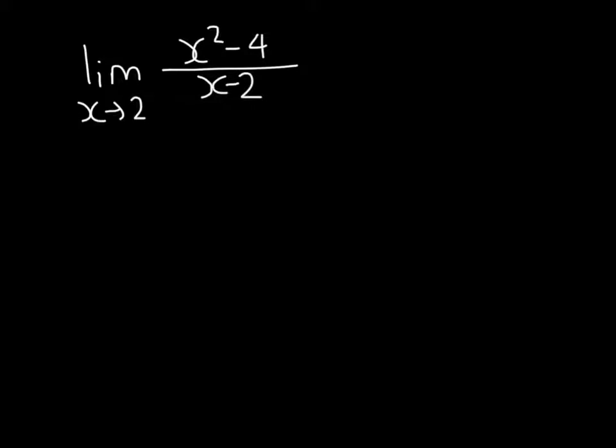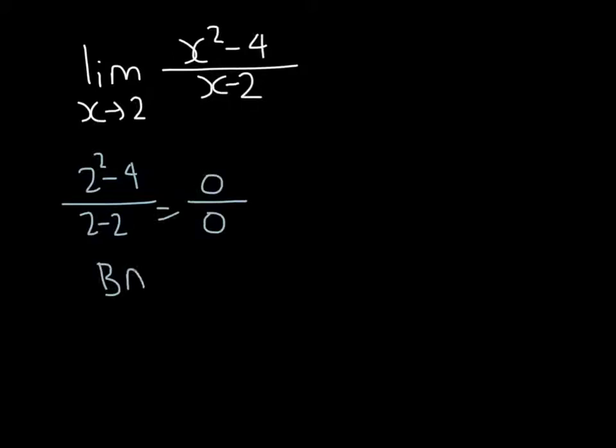Our next is x approaches 2, (x squared minus 4) over (x minus 2). In this case, if we try to plug it in, we end up with 2 squared minus 4 over 2 minus 2, or 0 over 0, which is bad. So we'll have to try to come up with something else.